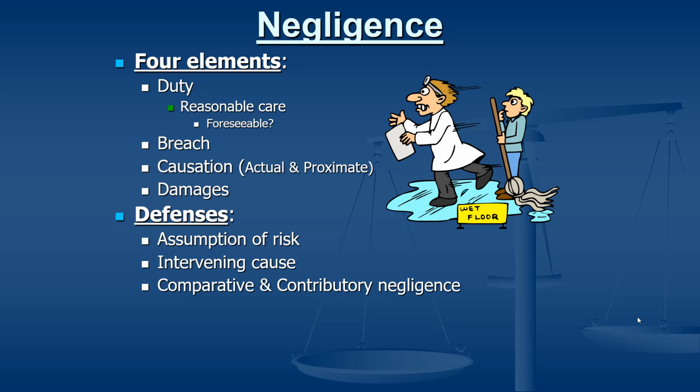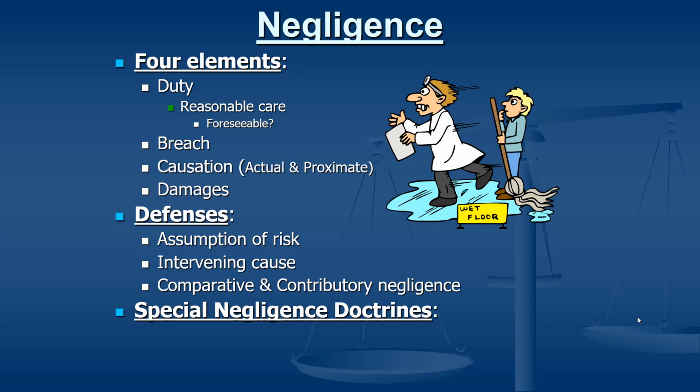So if the plaintiff was 40% at fault for his injuries, then any award of damages that he might receive would be reduced by 40% to account for his negligence. A couple special negligence doctrines can come into play.